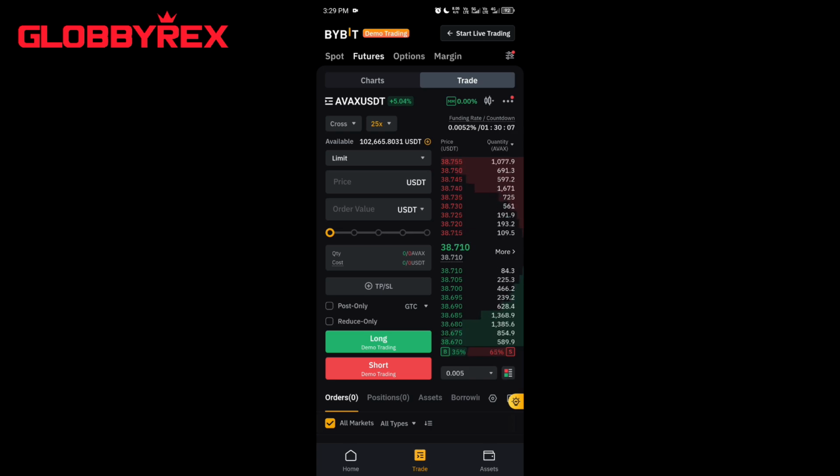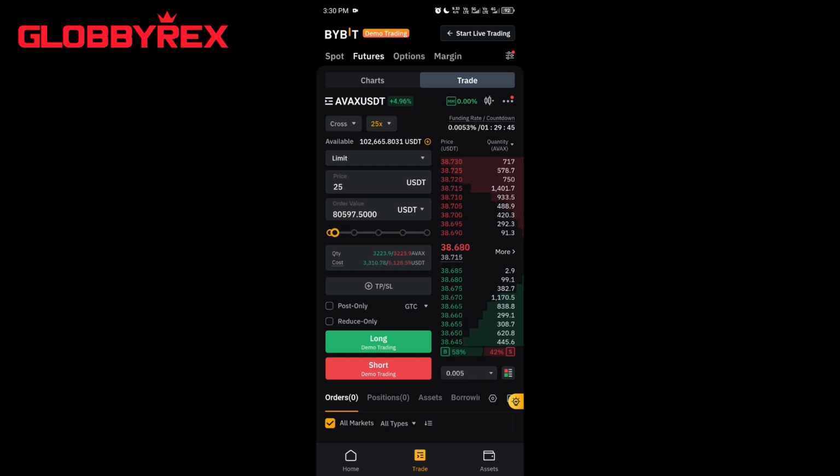what price should I put? Let's say I want to buy AVAX at 25. So when AVAX is at $25, we want to long it. It depends. This is just an example kind of signal to explain. The value, let's put 5% of my portfolio.